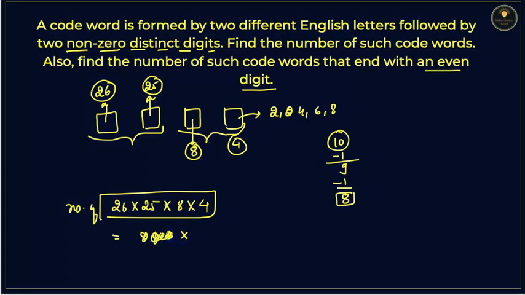You can write it as 25 times 4 is 100, and then 26 multiplied by 8, or 800 multiplied by 26, whatever you prefer. So you can multiply 26 with 8: 8 times 6 is 48, you will get the value 8 and carry 4, 8 twos are 16, 16 plus 4 is 20. 20 multiplied by 100, you will get the answer 20,800. This is the total number of ways that we are getting whenever we are making a code of this combination.